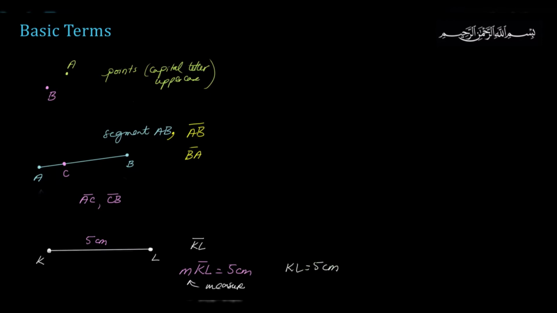Now, you observe that here I don't have anything on the top over here. When I say KL like this, the way this is read is segment KL. But if I don't write KL with the bar over the KL, the way you would read that is the measure of the segment KL.